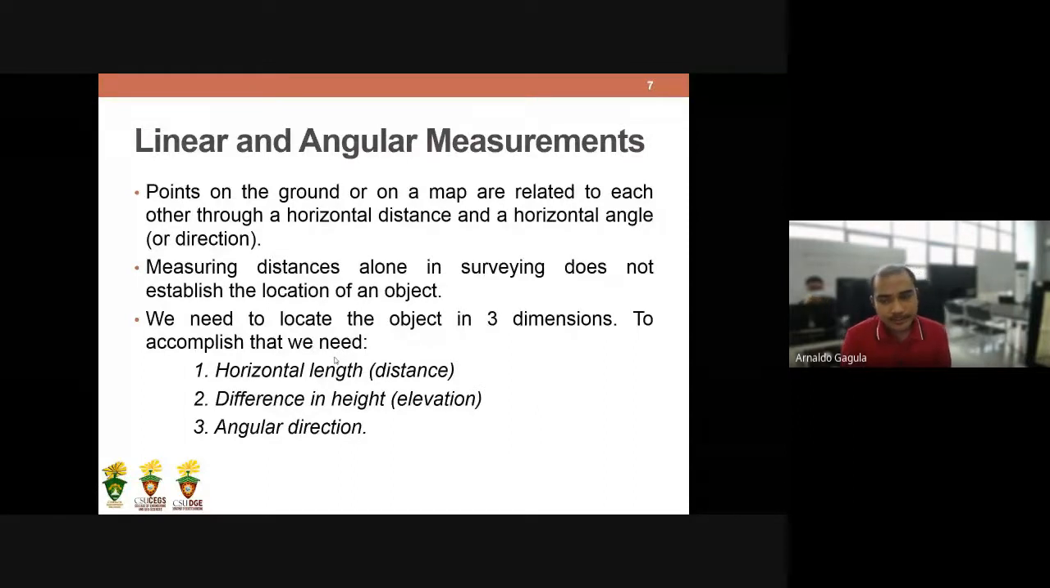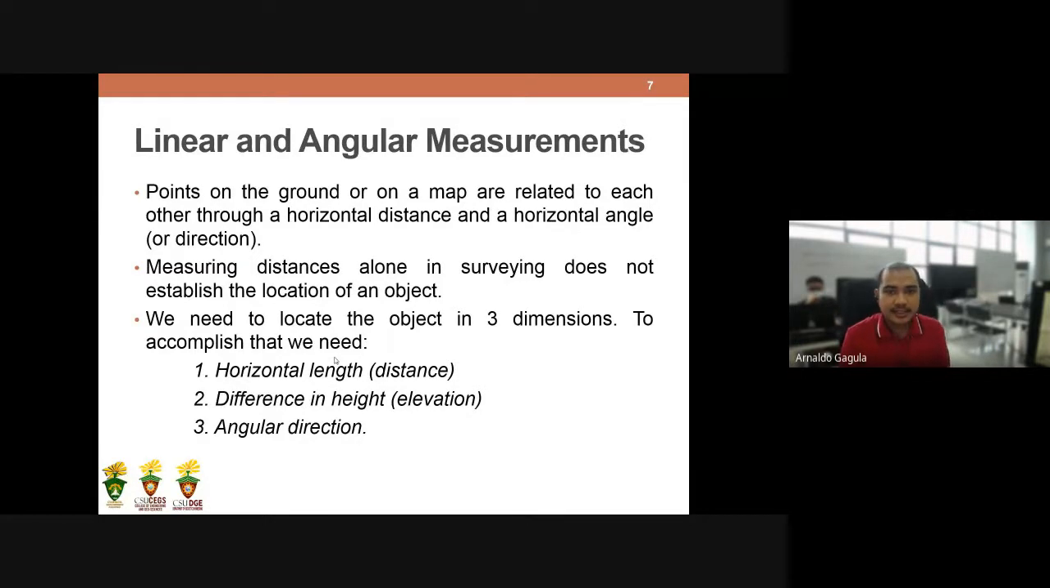Talking about linear and angular measurements, the points on the ground which we usually adapt or usually get are related to each other through the horizontal distance and horizontal angle or direction. So makalculate na to ang isa ka point which is known, and we want to know the x and y of that point. We will be having the relationship between the horizontal distance and the horizontal angle. So na kay distance and na po kay angle.